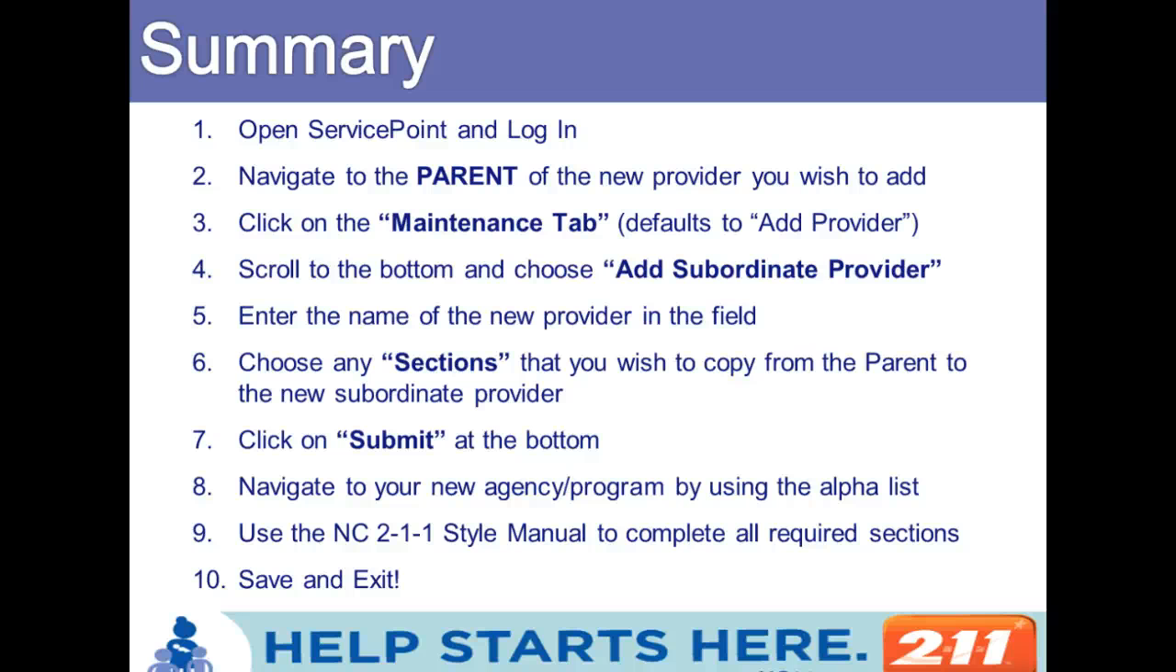Now you have to navigate to your new agency and program by using the Alpha list, and then use the NC211 Style Manual to complete all required sections. Don't forget to save and exit.